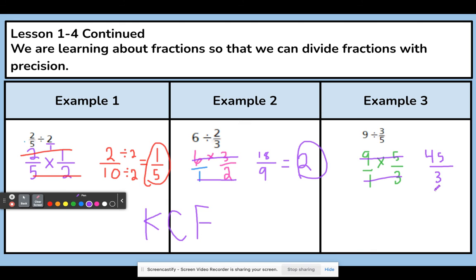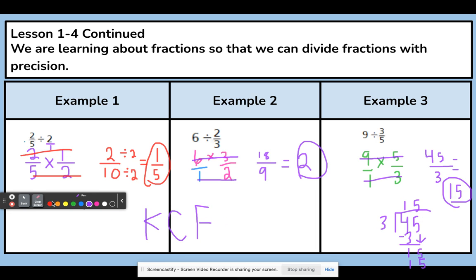When I look at this, it's top heavy. The top number is bigger than the bottom. That tells me it's a mixed number, so let me do some long division real quick. 3 goes into 4. What's 3 times 1 is 3. Subtract, I get a 1. Bring this down. How many times can 3 go into 15? It goes in 5 times, and I have a remainder of 0. So this actually equals 15 wholes. You can put a 1 under it, but you don't have to.